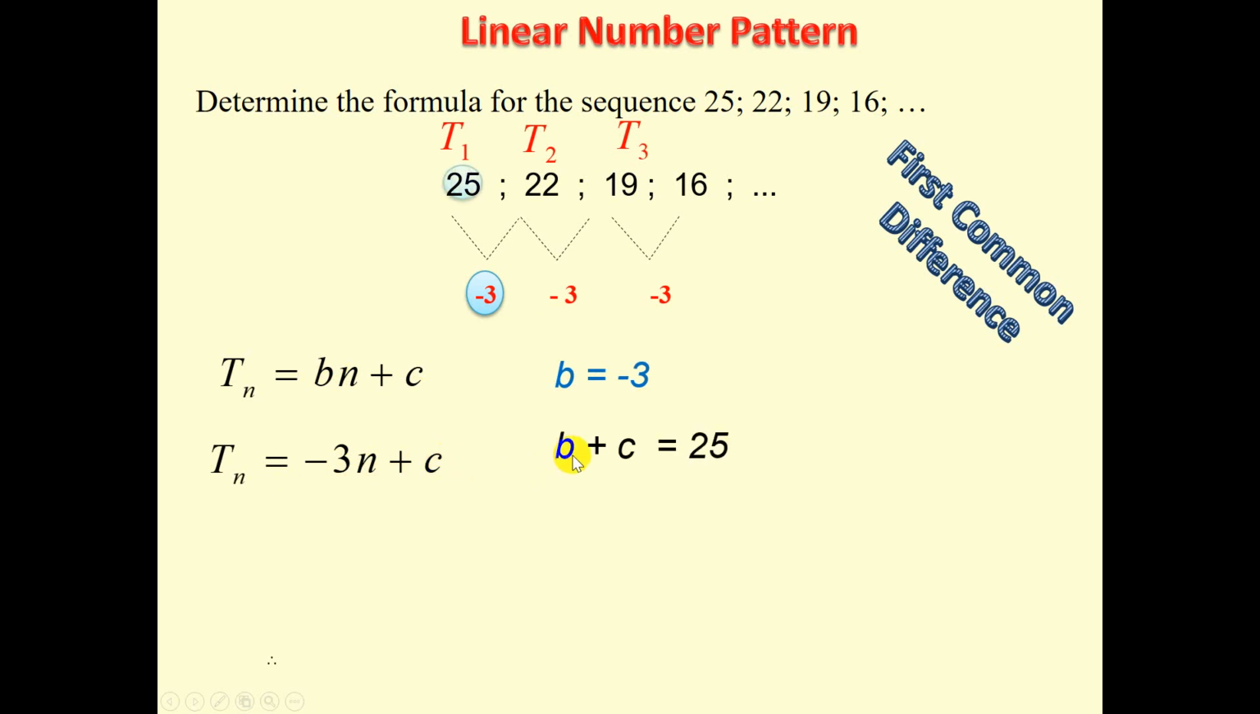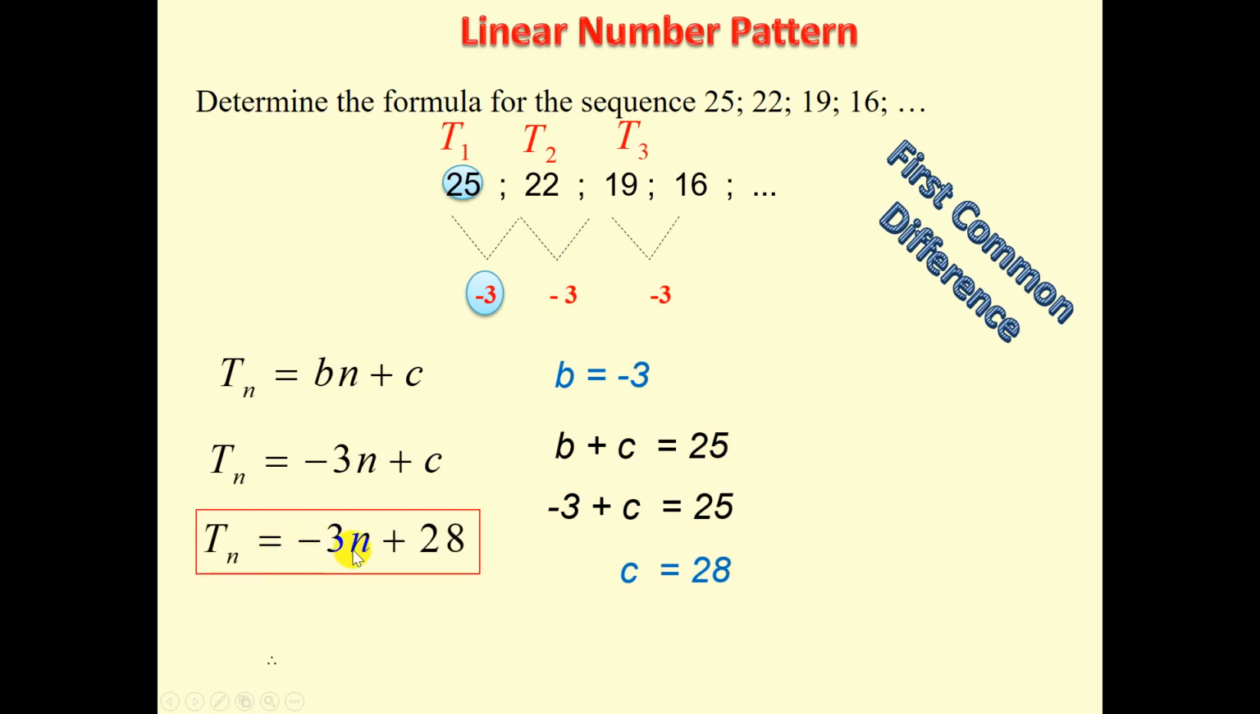Remember the formula that B plus C is equal to term 1, which is 25. Substituting minus 3 for B, we get minus 3 plus C is equal to 25. Taking minus 3 on that side will become a plus 3, giving you 28. So our formula is minus 3n plus 28. Remember, we could have done it through inspection. Minus 3 times 1 is minus 3, and we want to get 25. So minus 3 plus 28 gives us 25.